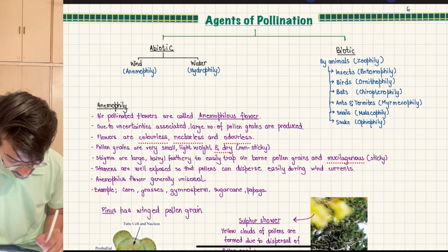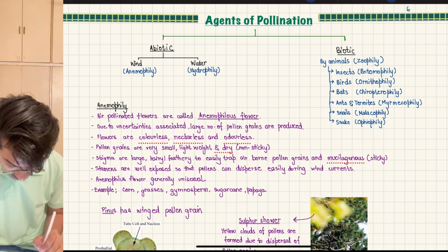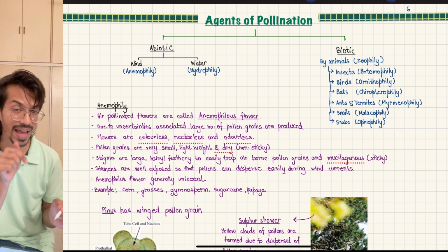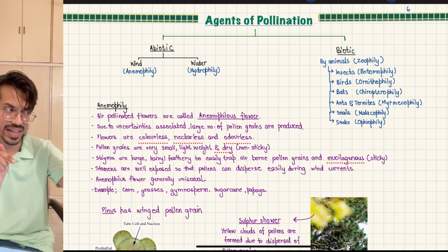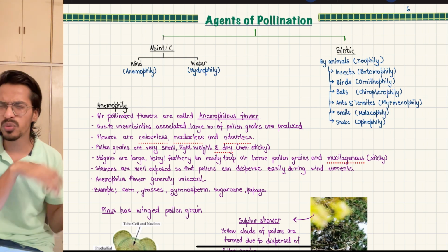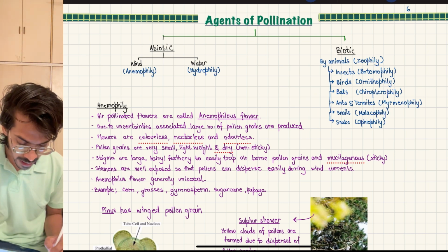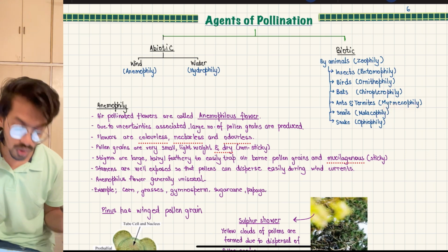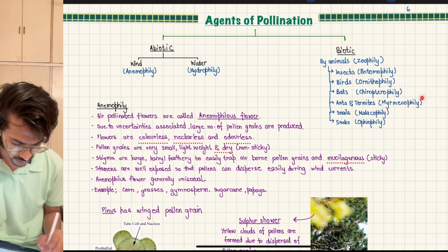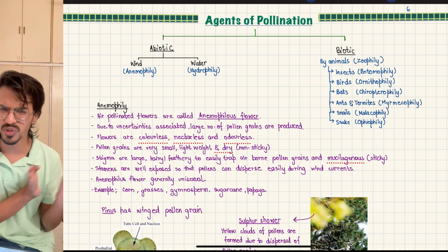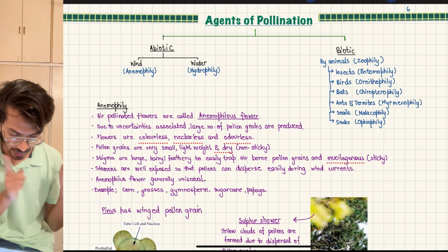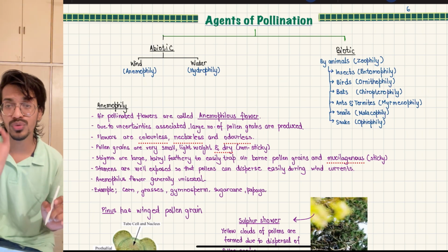Moving on, if there are ants or termites, especially the ants, the word is coming. Earlier we saw that insects have this, but normally they won't ask you about ants and termites. But if they do, then it is mycophily. This is extra information. If you don't remember, that's okay. But what they will ask is snail and snake, which you have to remember.